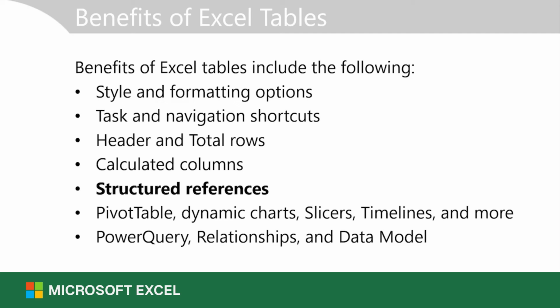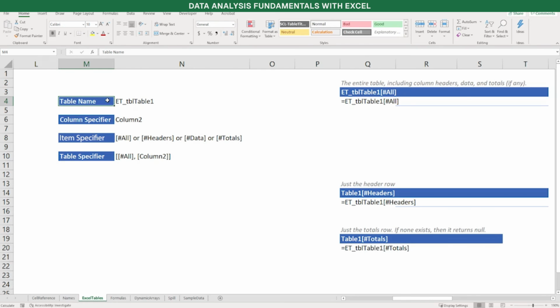For now, let's look at some of the structured references provided with Excel tables. Structured references for Excel tables have a consistent syntax. The table name is followed by either a column specifier to reference a specific column, an item specifier to reference a specific portion of the table, or a table specifier to reference a specific part of an item specifier. Furthermore, all these specifiers need to be enclosed within square brackets. Now let's look at some of these in action.